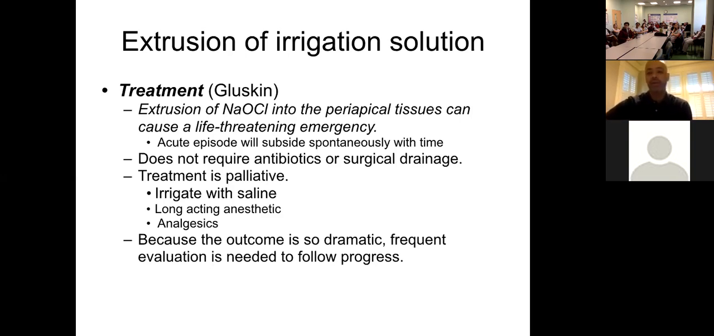So basically, just follow up with your patient and try to keep them as comfortable as possible. But let them know you know what's going on and you know how to handle it, and that's going to help them feel more comfortable in your hands.